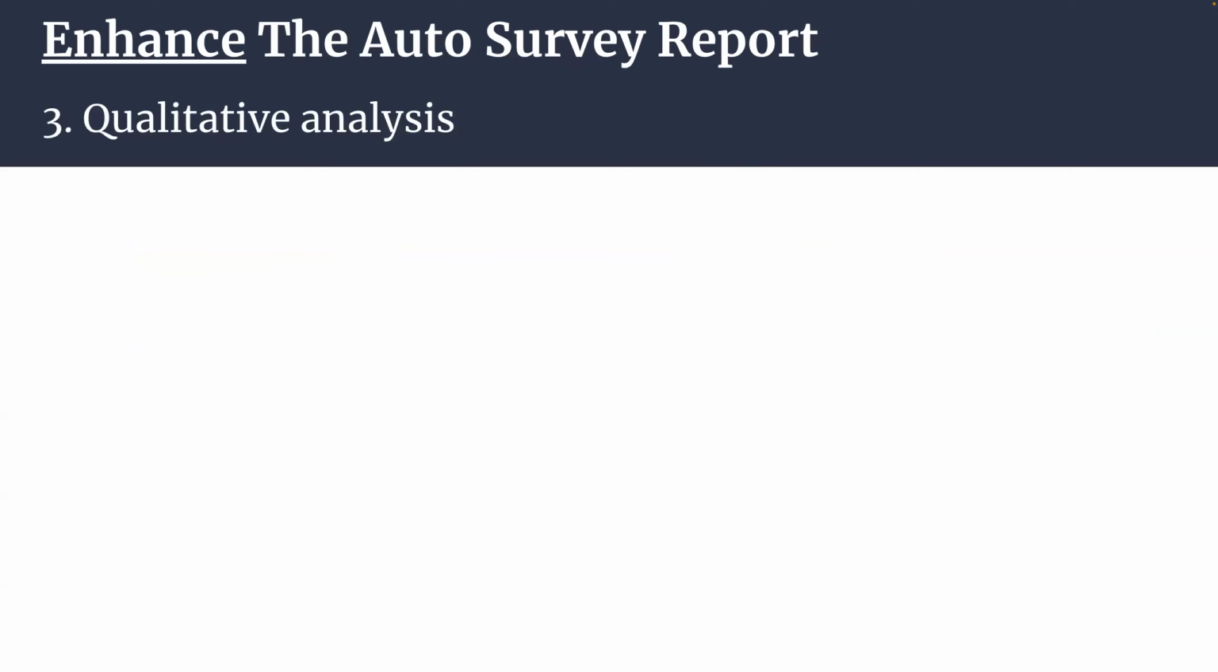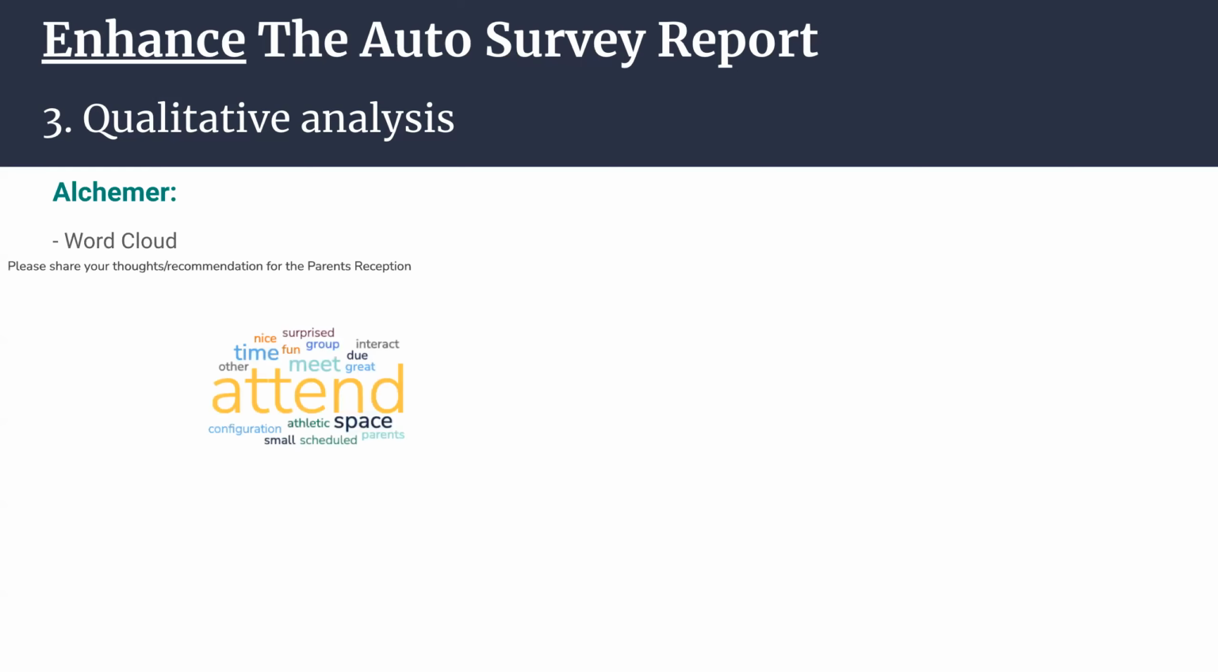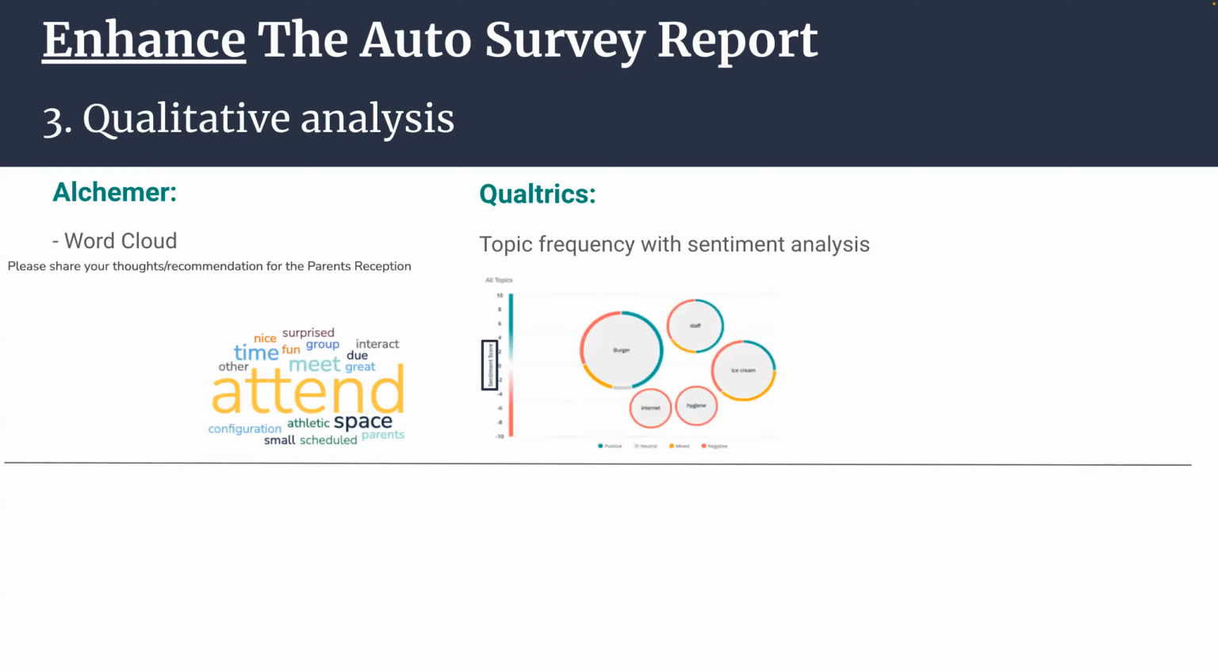So the last part of the discussion of the auto survey reports is the qualitative analysis. Let's start by exploring how qualitative data is analyzed in the auto survey report. Typically, you'll come across a word cloud. If you are using Qualtrics, you can take it a step further, beyond just word frequency, and have some sentiment analysis. This sentiment analysis reveals whether a frequently mentioned word carries a positive or a negative tone, as you can see in this kind of bubble chart.